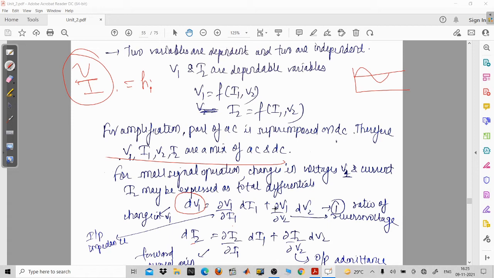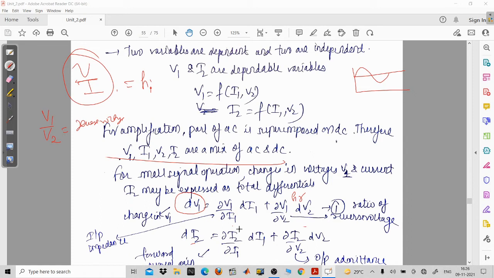You are taking the ratio of the voltage, but you have not taken the ratio of the forward voltages. So in this case, it will be V1 upon V2. It means what? The reverse voltage is there. This is a reverse voltage. So that will be represented by Hr. So this is the second parameter.